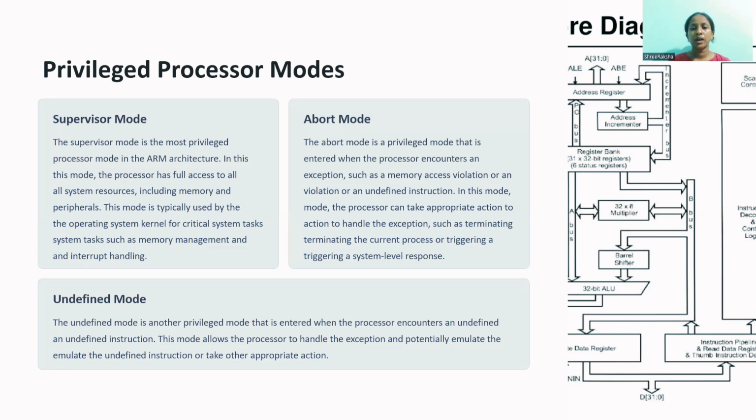Next one is about the abort mode. The abort mode is a privileged mode that is entered when the processor encounters an exception, such as a memory access violation or undefined instruction. In this mode, the processor can take appropriate action to handle the exception.